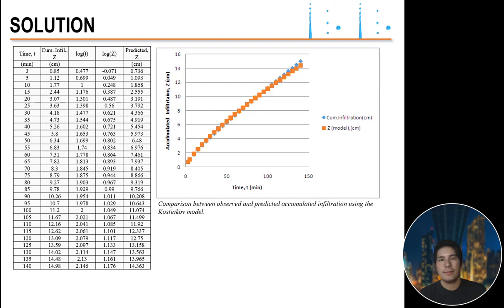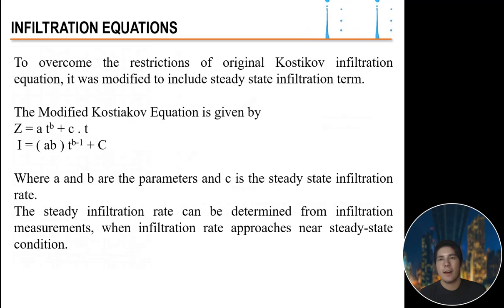So this is the graph. We have the cumulative infiltration and we have this Z model. To overcome the restriction of the original Kostiakov infiltration equation, it was modified to include the steady state infiltration term. So what happened to the formula is this, for the equation of Z and for the equation of I. The E and B there are the parameters, while C is the steady state infiltration rate. The steady infiltration rate can be determined from infiltration measurement when infiltration rate approaches near steady state condition.